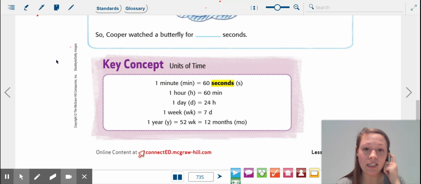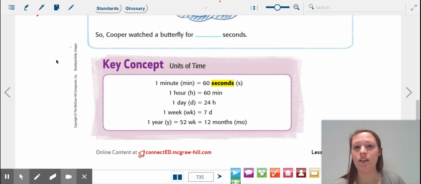Okay, so 1 minute equals 60 seconds. And here you can see all the abbreviations too. 1 hour is 60 minutes. 1 day is 24 hours. 1 week is 7 days. And 1 year is 52 weeks, 12 months. Okay? Alrighty, let's go to the next page.